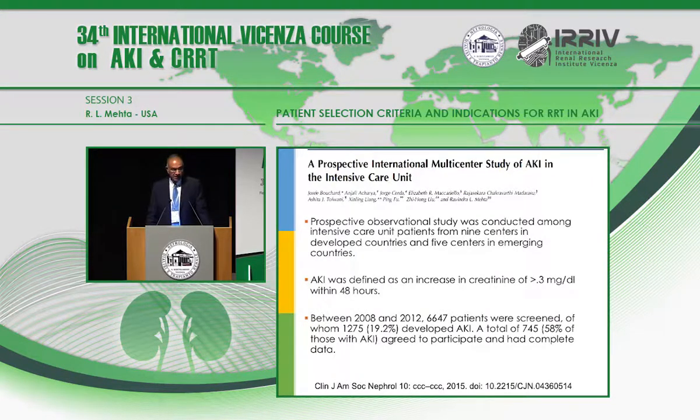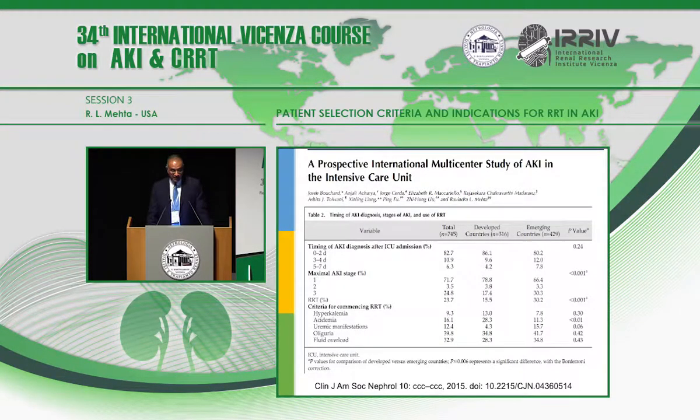We have done a similar study with our registry, which was published in CJASN last year, and this is looking at patients from 9 centers in developed countries and 5 centers in emerging countries. And again, when you look at the distribution here of the developed versus emerging countries, not too different with respect to the timing overall. However, with respect to the maximum stage of AKI, you could see that the developed countries versus the emerging countries had higher stage of later elements.